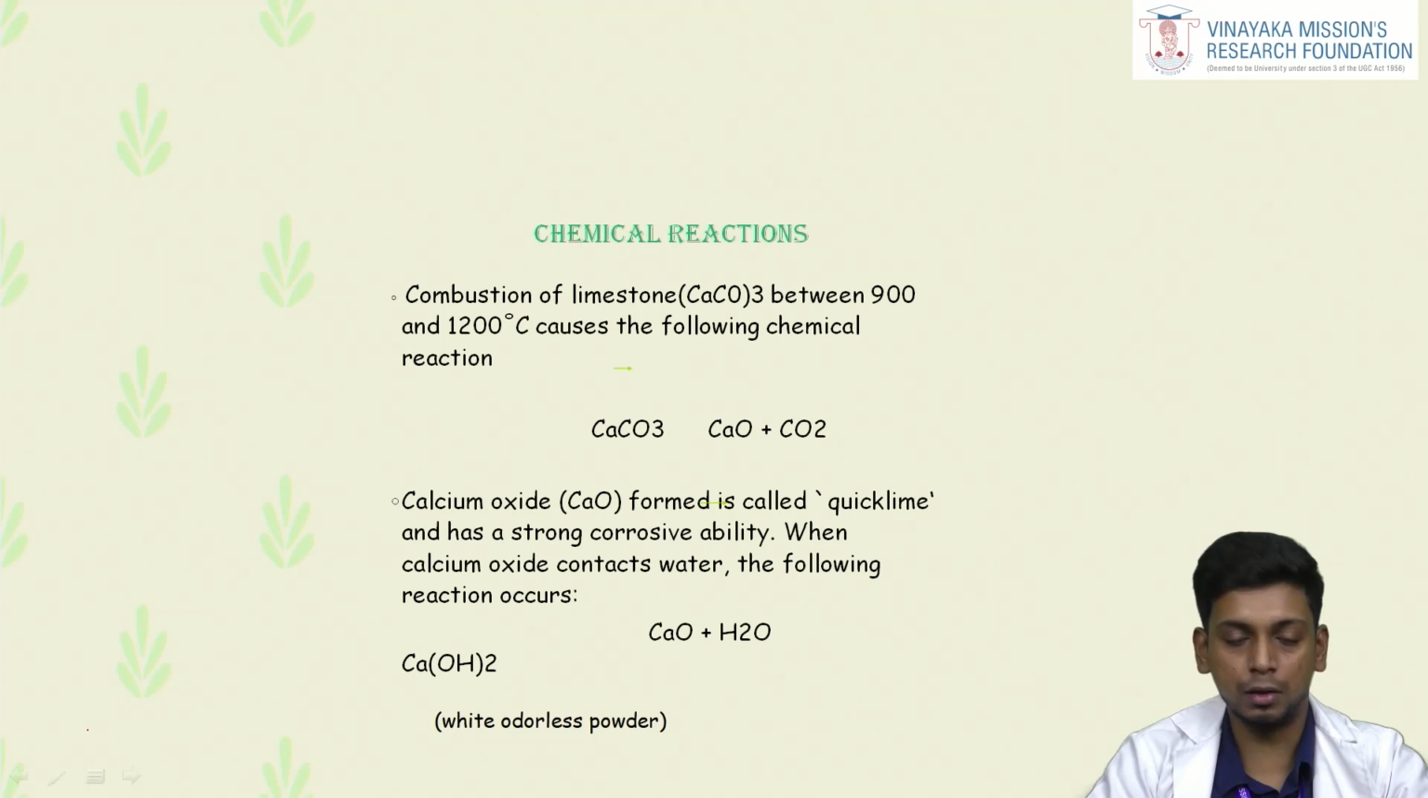Next, moving on to the chemical reaction, which is very important. Combustion of limestone between 900 to 1200 degrees Celsius causes the following chemical reaction. Calcium oxide formed is called quicklime and has a strong corrosion ability. When calcium oxide contacts water, the following reaction occurs, which leads to the formation of calcium hydroxide.